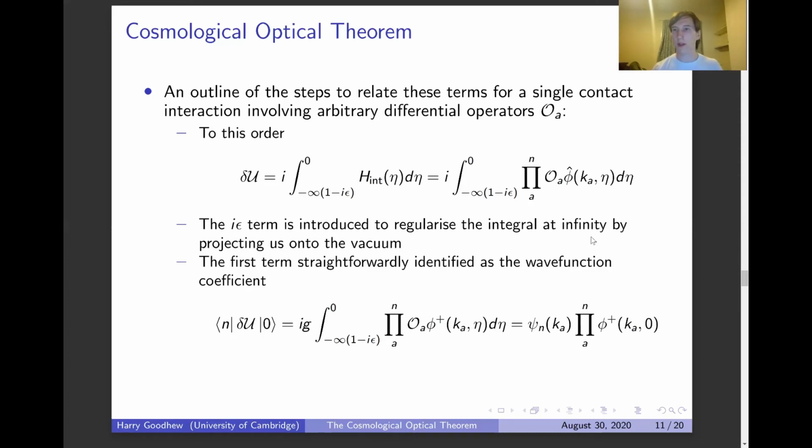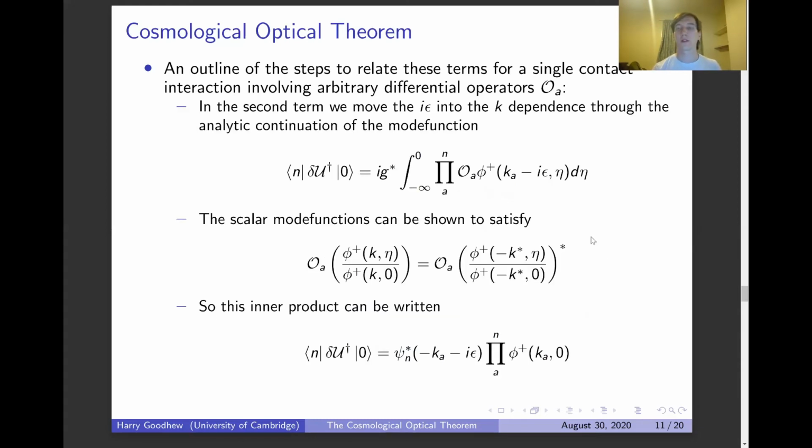And then we can straightforwardly relate the inner product of this term to the wave function of the universe coefficient for a contact term, as the wave function of the universe coefficient is just an almost identical integral, but with a slightly different normalization term. The second term is not so simply related, as if we took the complex conjugate, we would have to switch the order of the bra and ket in the inner product. So instead, we start by changing the i epsilon prescription and moving it into the k-dependence of our mode functions through an analytic continuation. This achieves the exact same result of regularizing our integral at minus infinity.